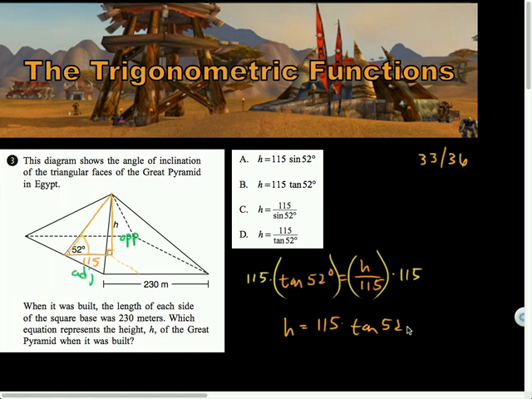And if I actually wanted to calculate that for real, ensuring that my calculator's in degree mode, I could do 115 times the tan of 52, and I would find out that h is approximately 147.19 feet.